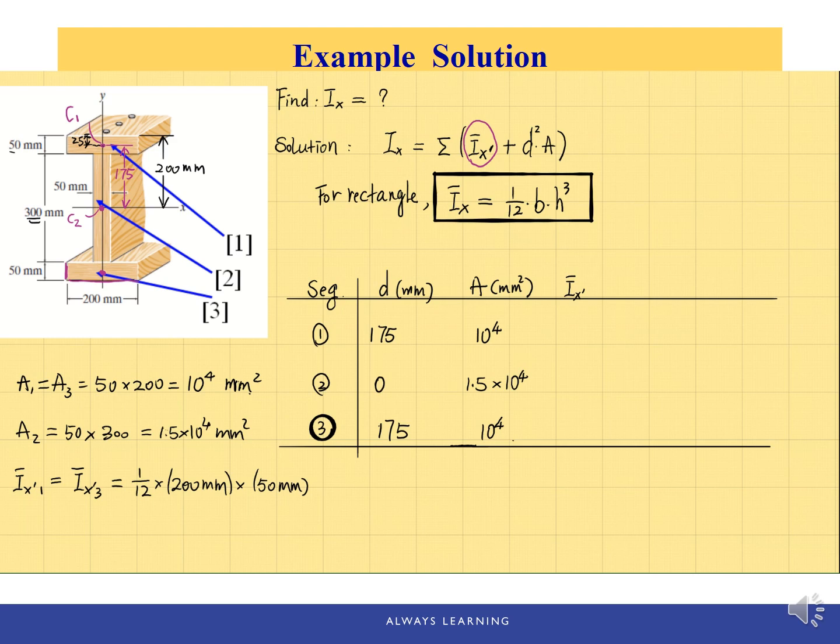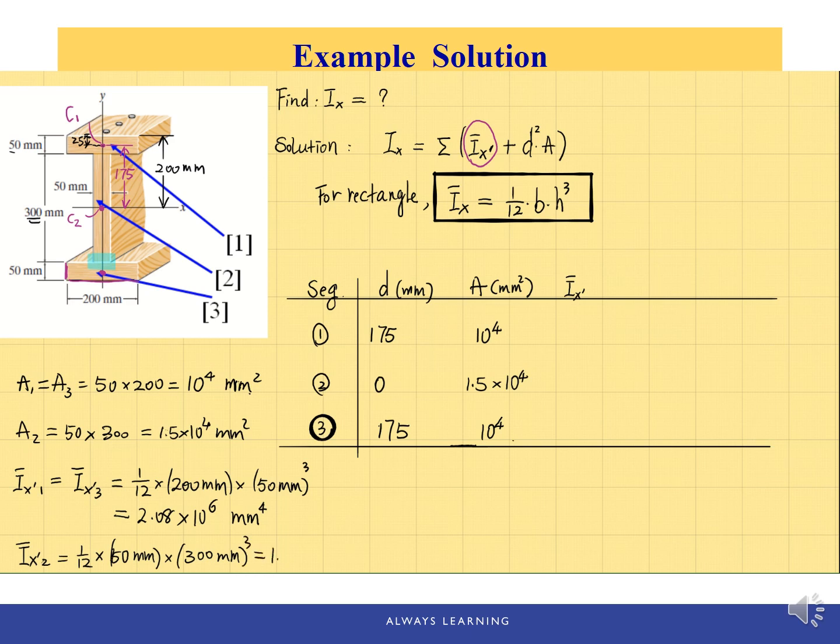50 millimeter to the third power, which equals 2.08 times 10 to the 6th power, and the unit is millimeter to the 4th power. And then we can calculate I bar x prime of the second area, which will be the same formula, 1/12 times b, and this time the b is the shorter side, which has a dimension of 50 millimeter, and the height is 300 millimeter. So times 50 millimeter times 300 millimeter to the third power.